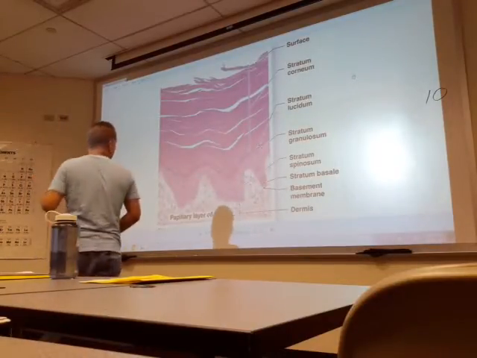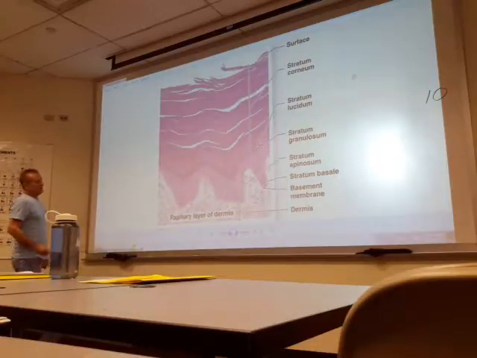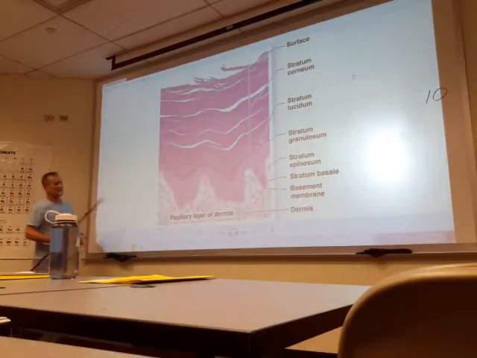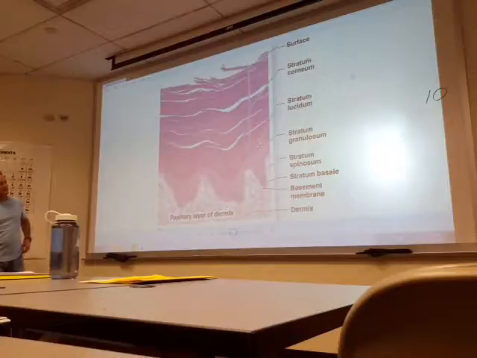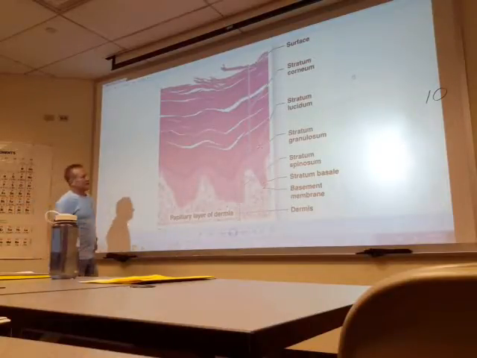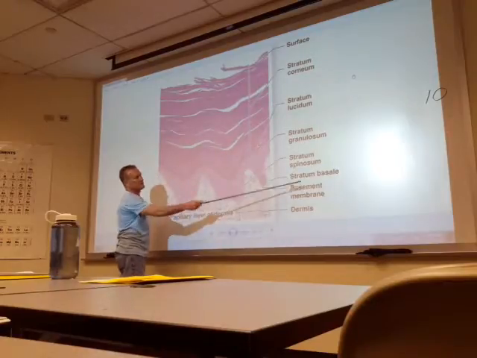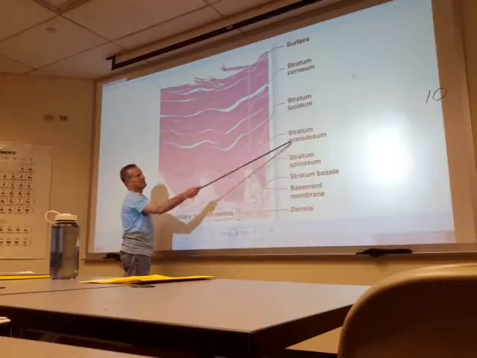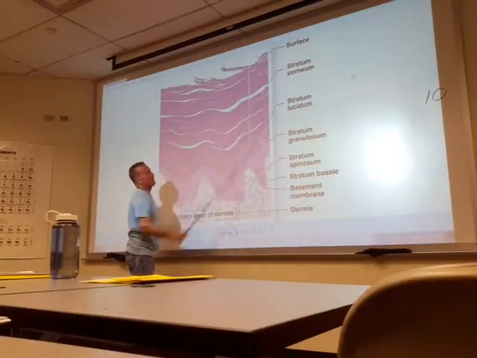So this is a photomicrograph from your textbook of the epidermis. We see how the dermis and the epidermis come together like interlocking fingers. I refer to that as the interface between the epidermis and the dermis. The layers of the epidermis are shown over here. So we've got stratum basale, stratum spinosum, stratum granulosum, stratum lucidum, and stratum corneum.